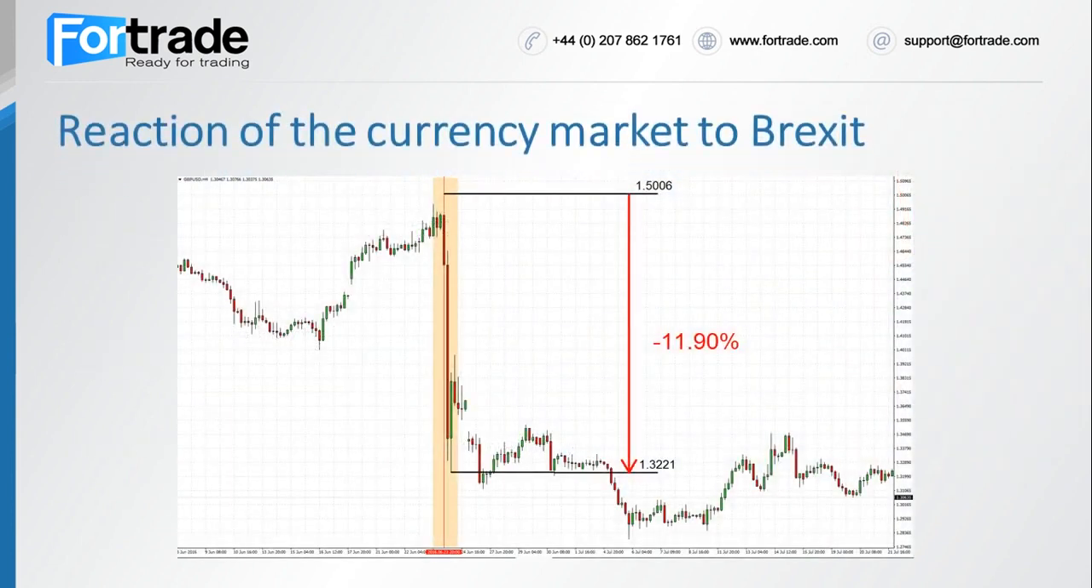So let's take a look at the reaction of the currency market to Brexit. As many economists predicted, the markets would not be kind to the British pound in the event of a vote for Brexit. On 23rd of June 2016, the day of the result, the GBP USD currency pair collapsed by more than 11%. Similar losses were recorded against multiple currencies on that day.